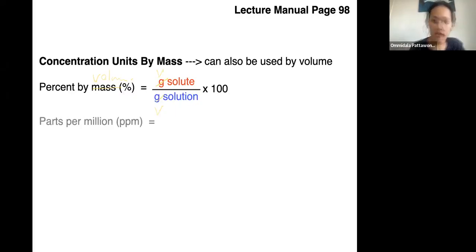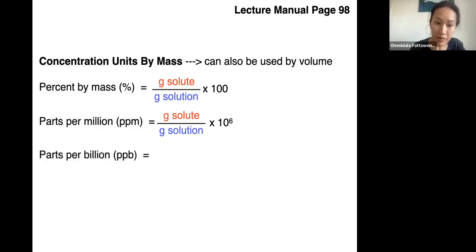So multiply by 100. The second one that you might be familiar with is parts per million, which describes grams of solute per grams of solution, but multiplied by a million. So percent is by 100, right? So parts per million is going to be by a million. So this unit describes something very small. So most of the time, parts per million is used with something that describes a small amount of the solute. Same thing for parts per billion as well.